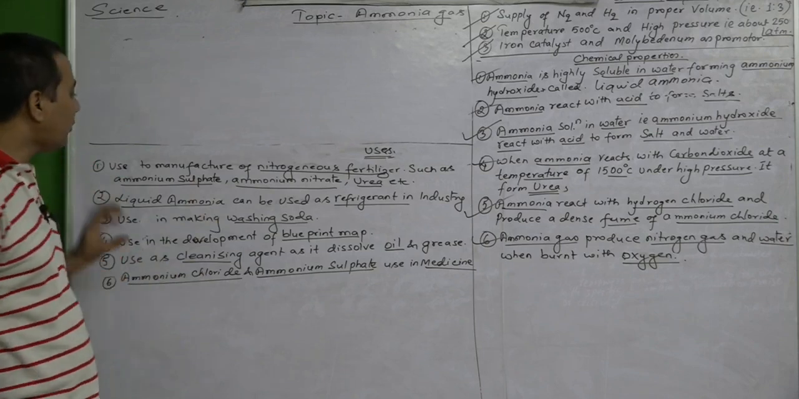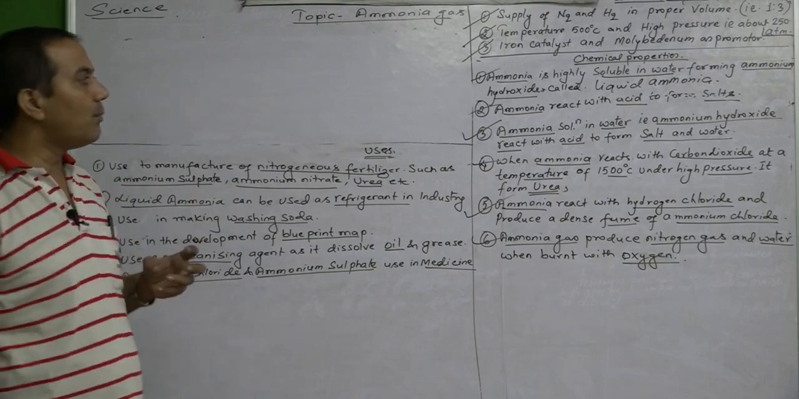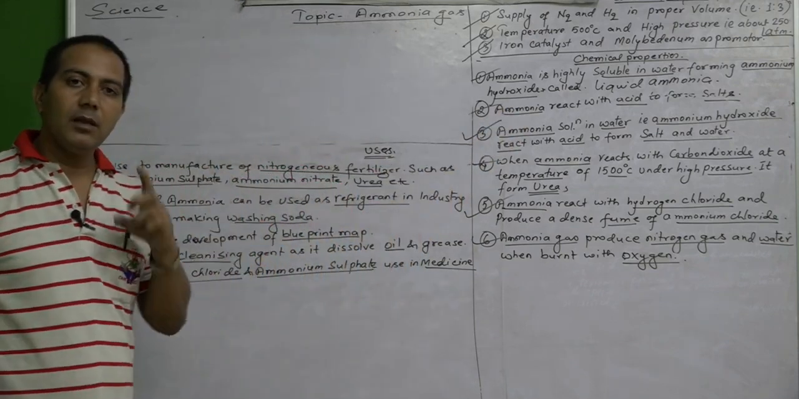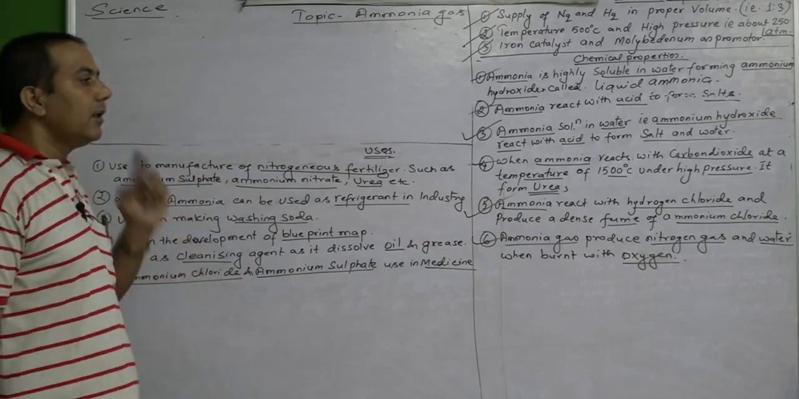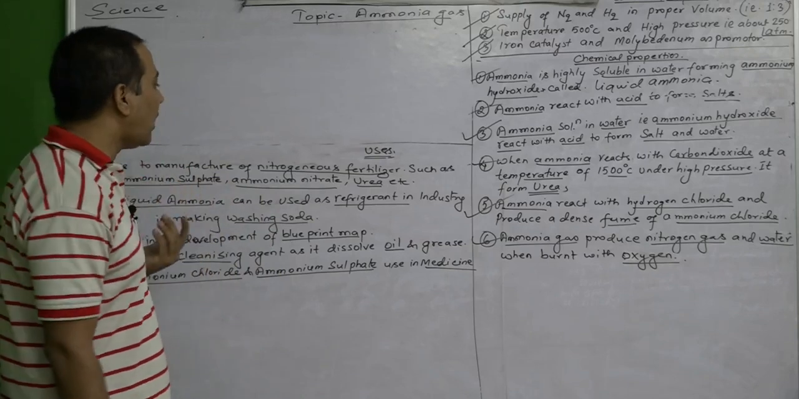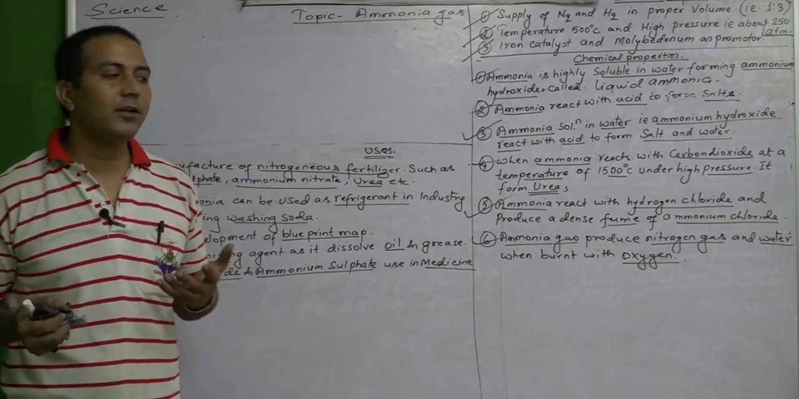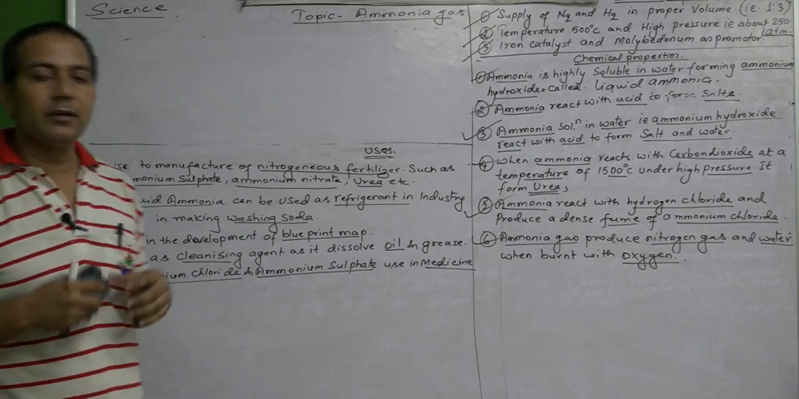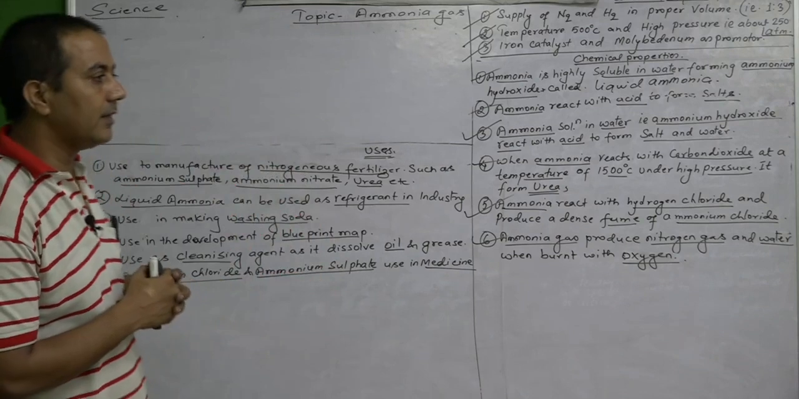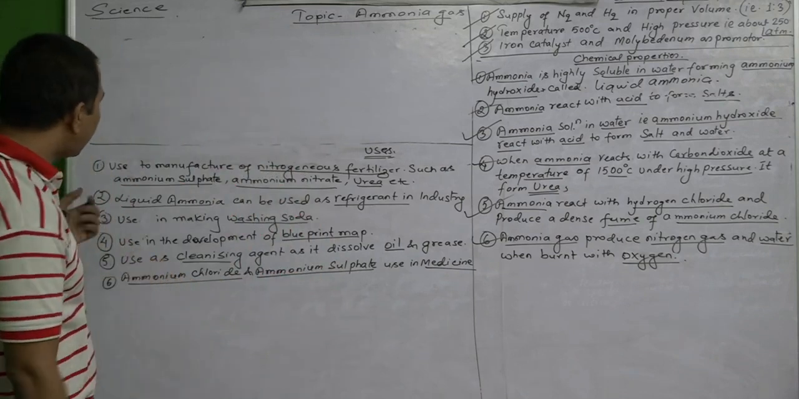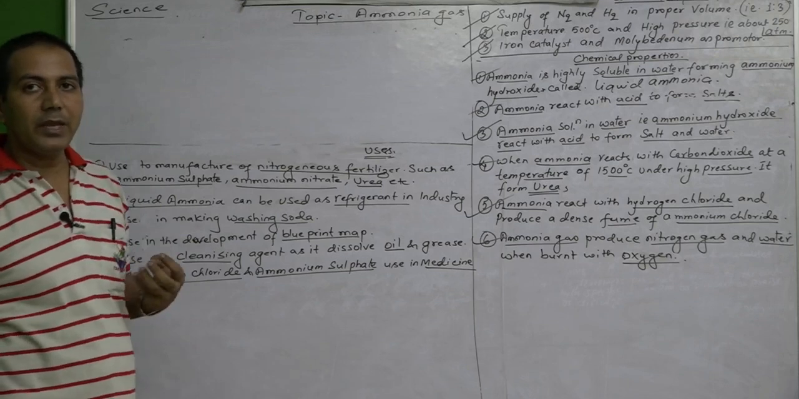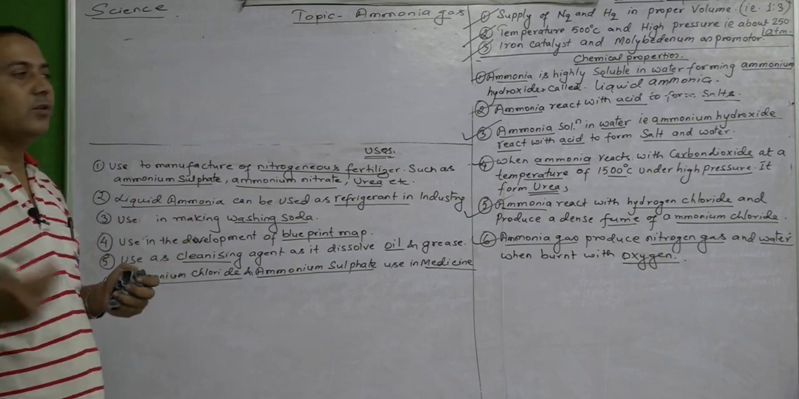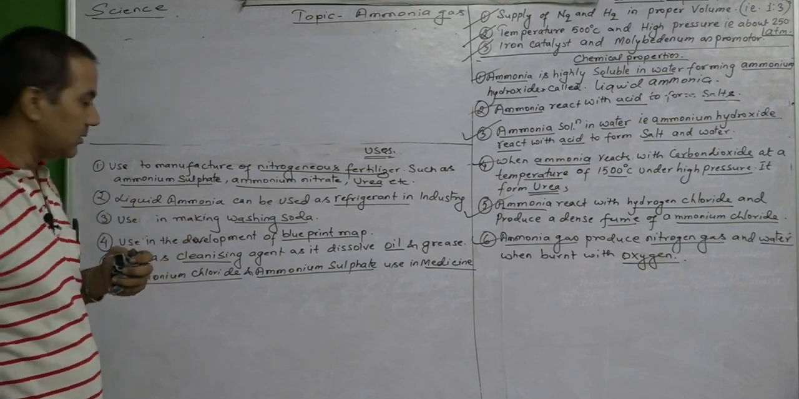Now next comes liquid ammonia. Liquid ammonia means what? Ammonium hydroxide. It is used as a refrigerant in industry, like fridges and other freezers, that can be used as a cooling agent in large industry. Then the next one, it is also used for making washing soda. Washing soda is also prepared by the use of ammonia gas.